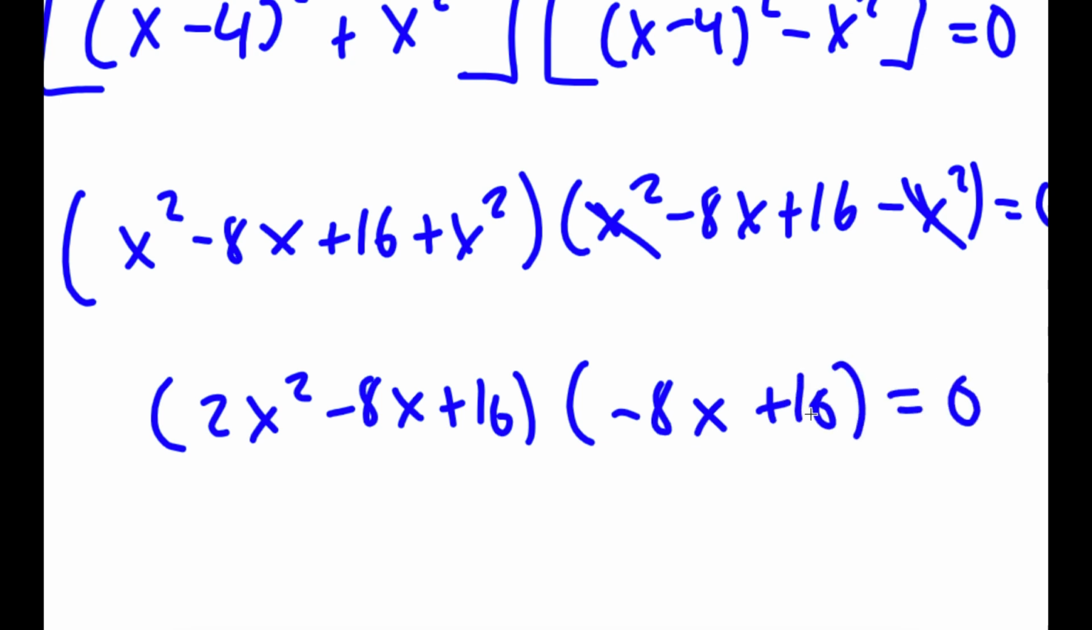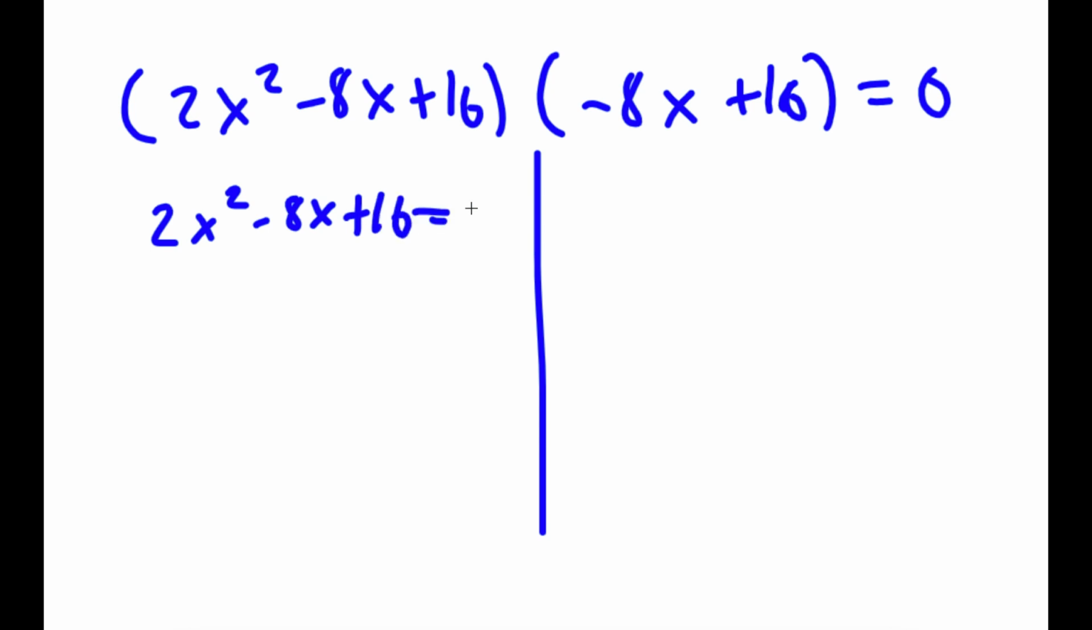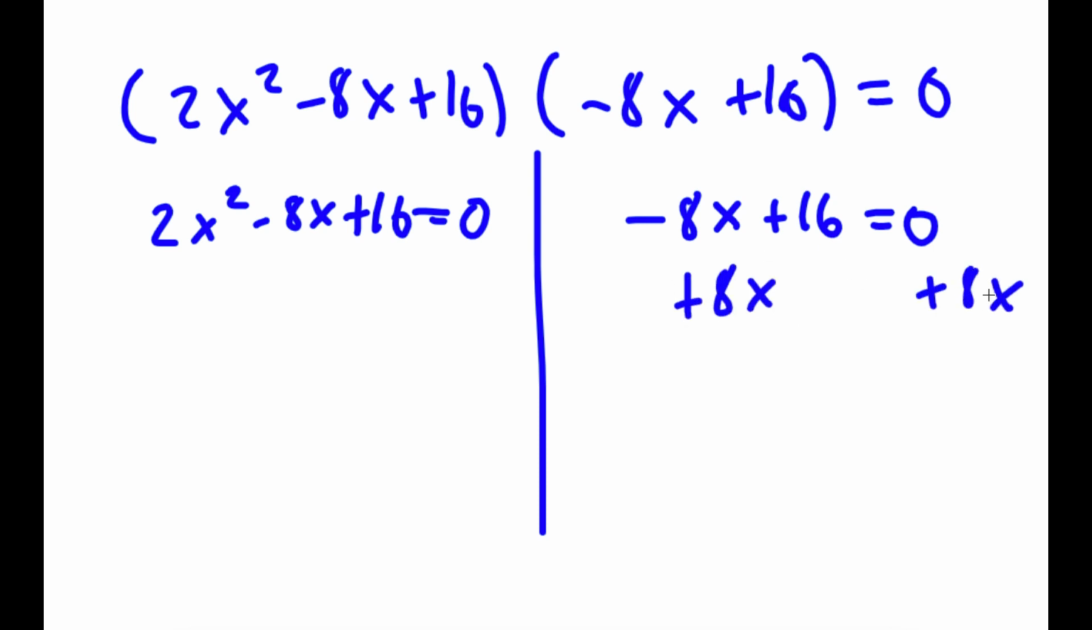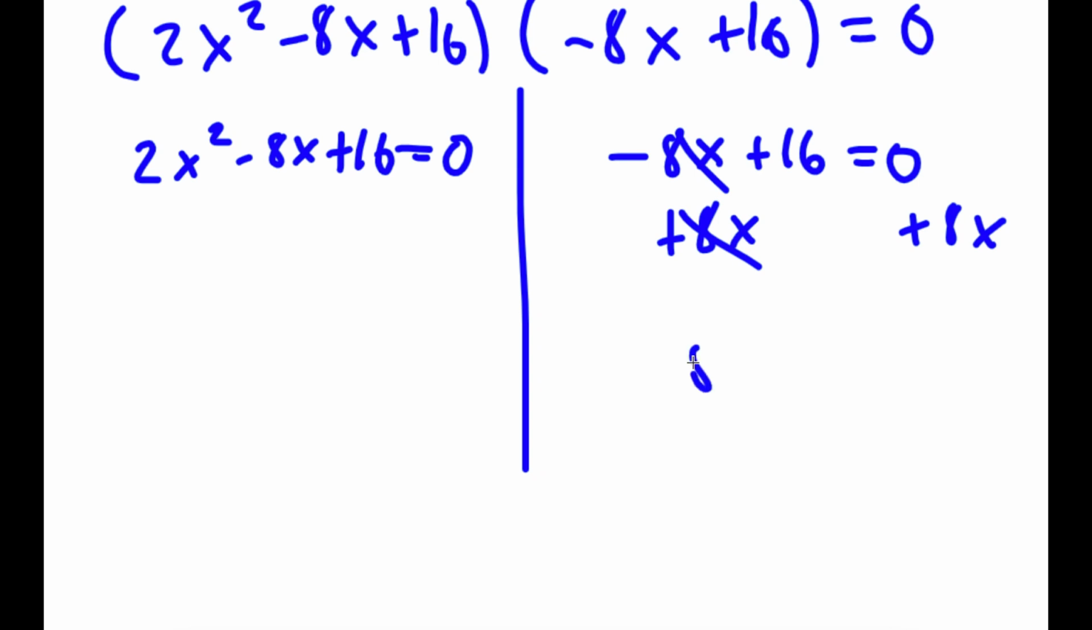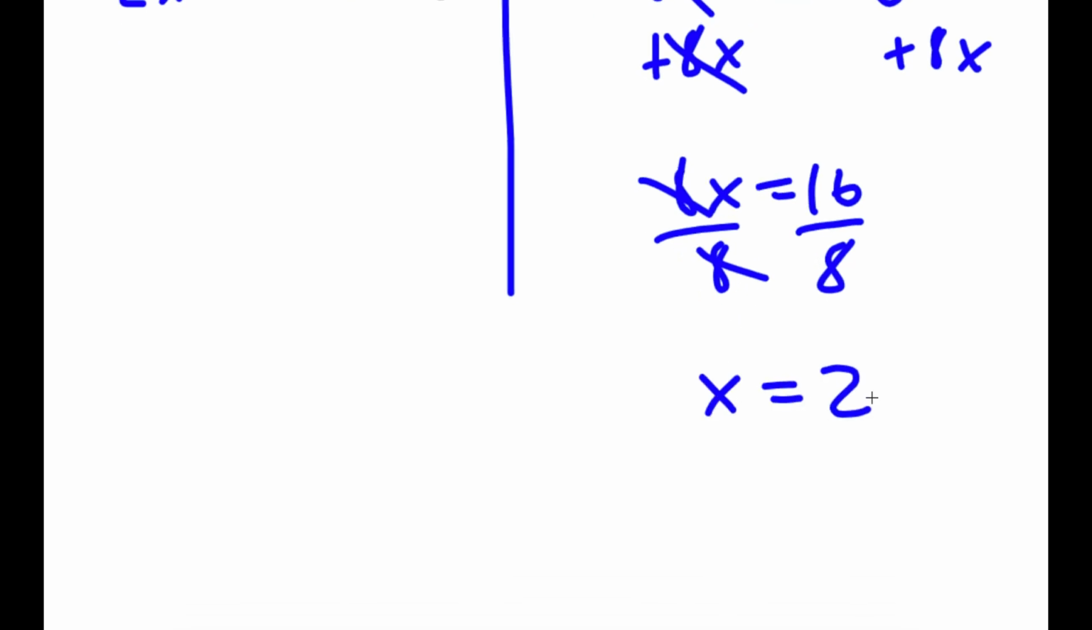equal to 0. So now we have two equations. We have 2x squared minus 8x plus 16 is equal to 0, and we have negative 8x plus 16 is equal to 0. So for negative 8x plus 16 equals 0, I'm going to add 8x on both sides. These two cancel out, so I get 8x equals 16, and now if I divide both sides by 8, I get x is equal to 2.